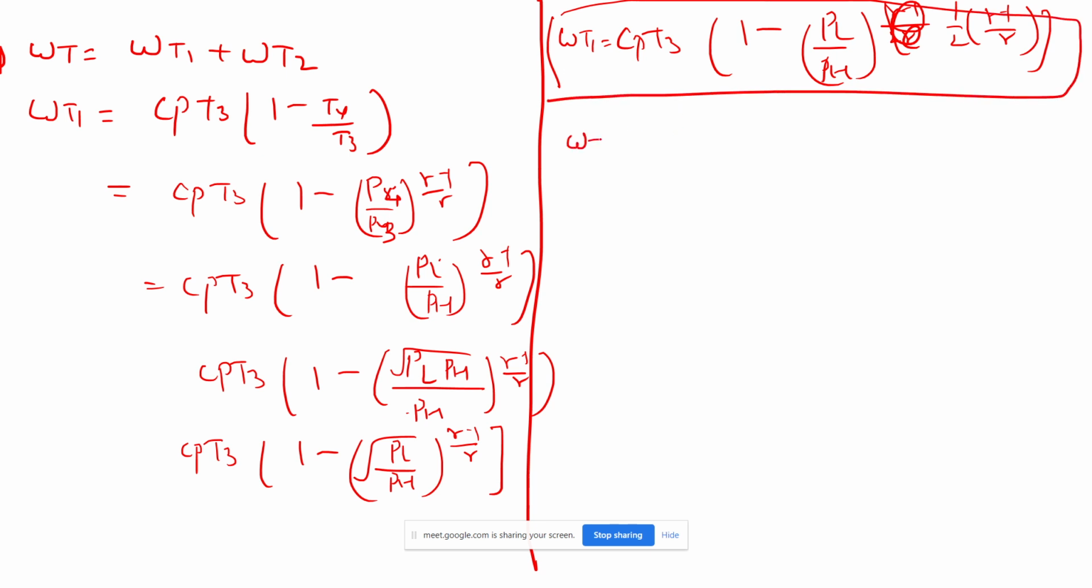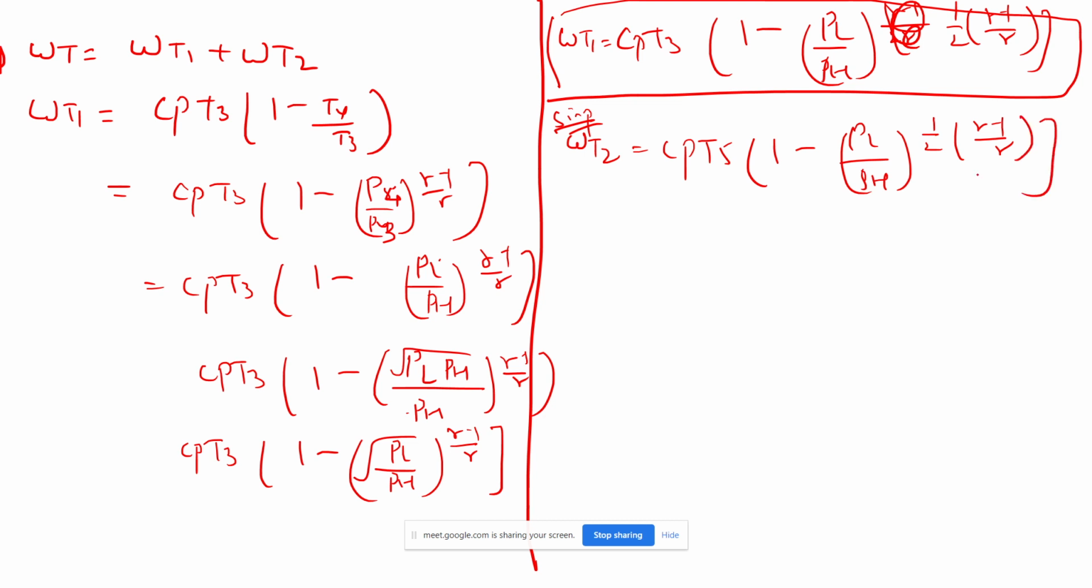Similarly, if we put it there, what we will get is T5 times (1 minus (P higher upon P lower) to the power half of gamma minus 1 upon gamma). I am directly writing this result only. This we will get for turbine work 2.